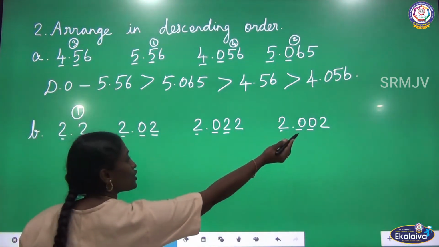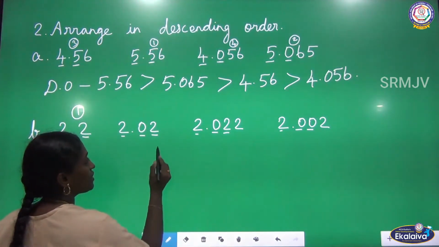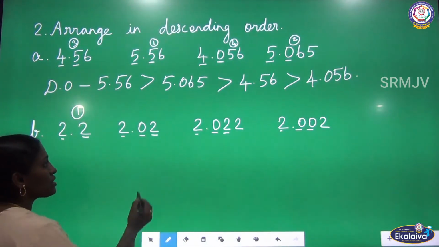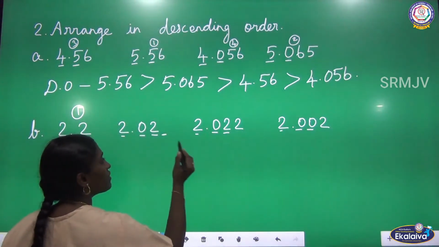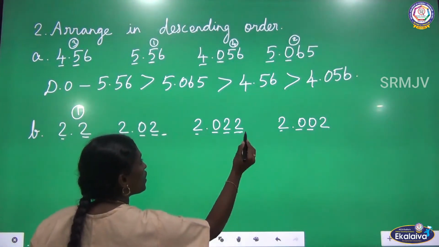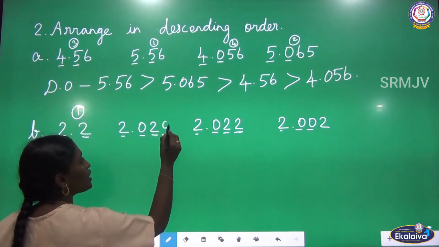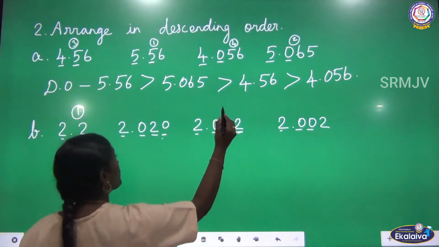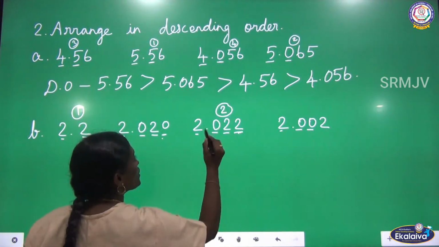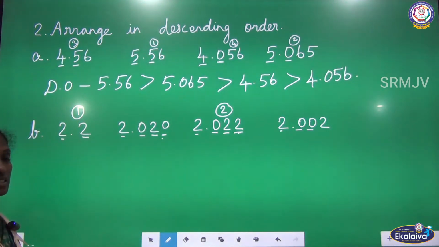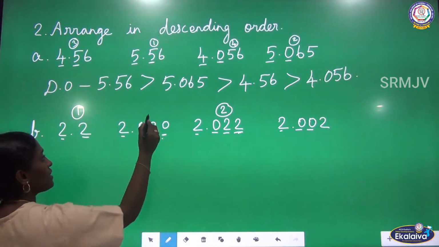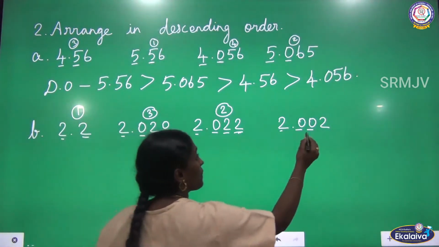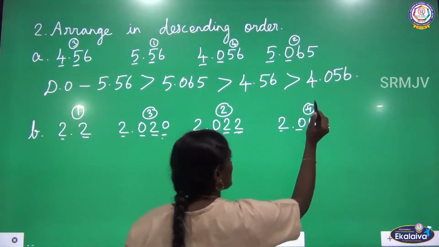Here 0 is smaller, 2 is greater, but in the both 2 we are having 2 in the second place. So we are going to check the third. Here there is no number. What is the meaning of that? 0 is there. Here 0, here 2. Which is greater? 2 is greater. So 2.022 is the second greatest number. Then third one 2.02. Then this is the smallest number.